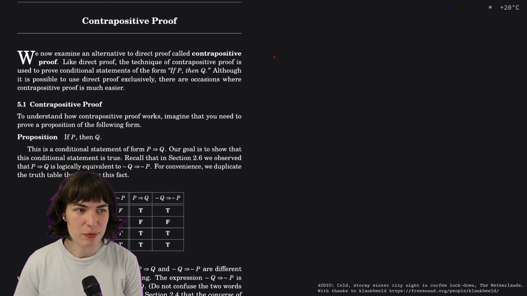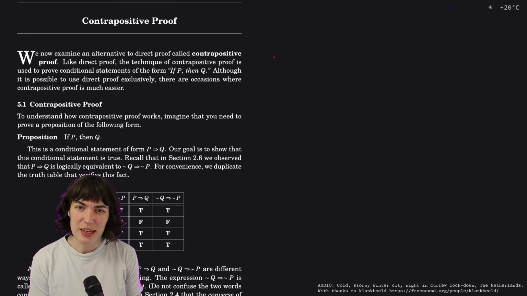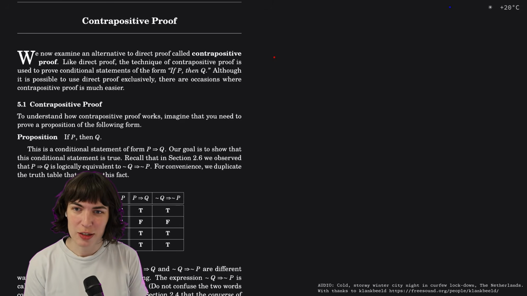We now examine an alternative to direct proof called contrapositive proof. Like direct proof, the technique of contrapositive proof is used to prove conditional statements of the form if P, then Q. Although it is possible to use direct proof exclusively, there are occasions where contrapositive proof is much easier.